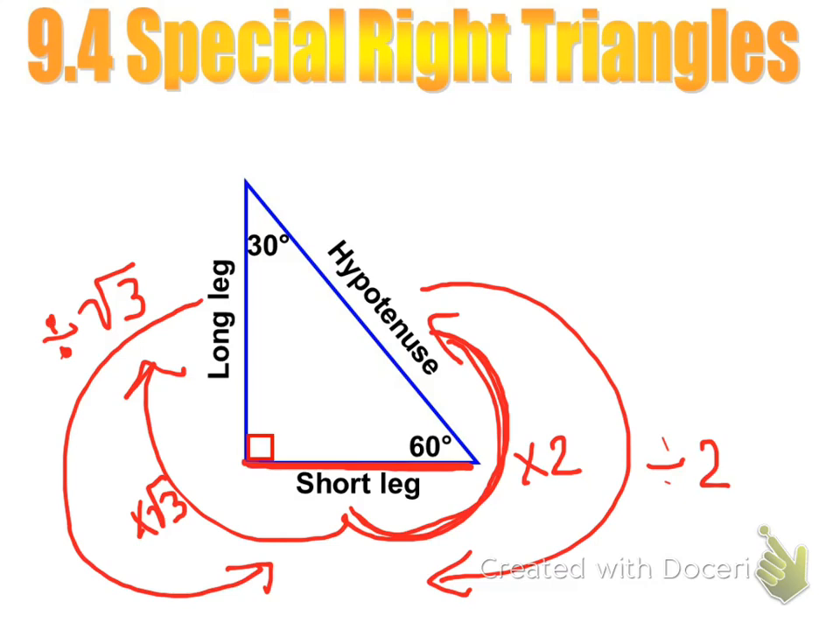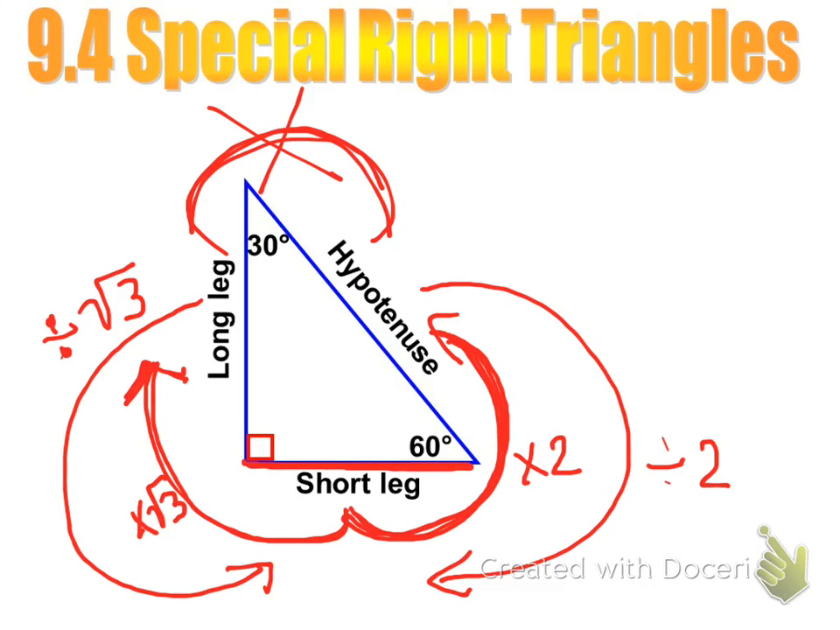Keep in mind, the short leg is the door. From the short leg, you can go either direction, to the hypotenuse or to the long leg. You can never go straight from the hypotenuse to the long leg or from the long leg to the hypotenuse. Not allowed to do this. If you are ever given one of the other sides, the long leg or the hypotenuse, you must first go backwards from there to the short leg.